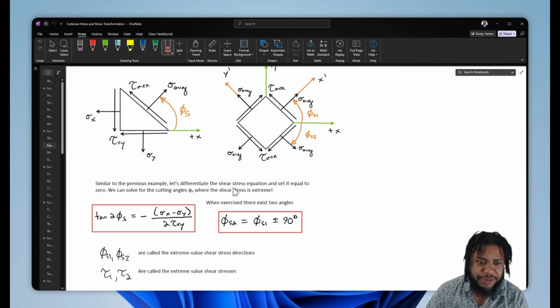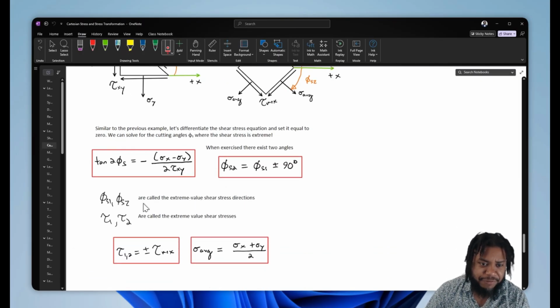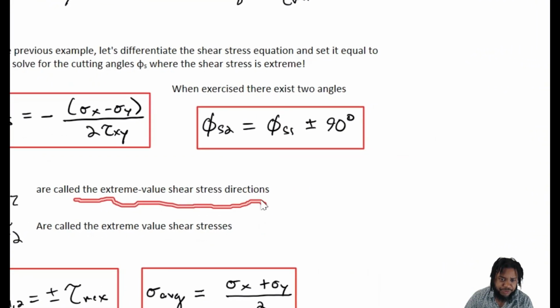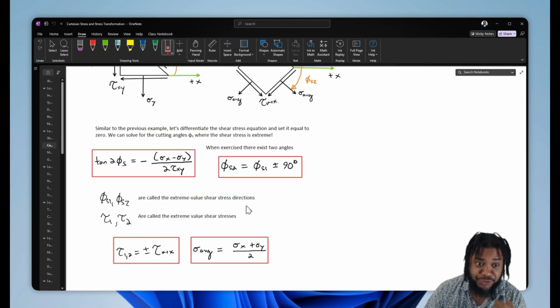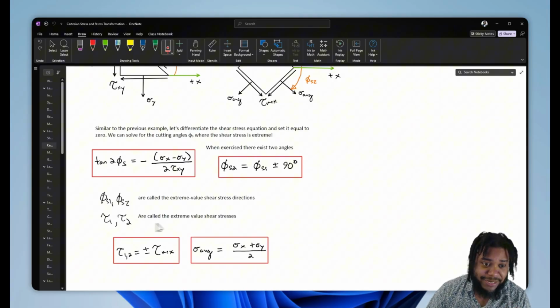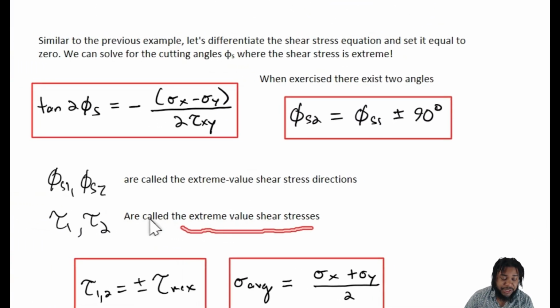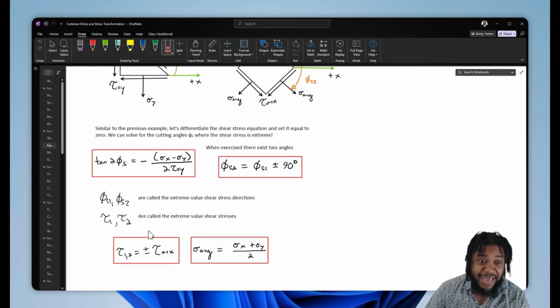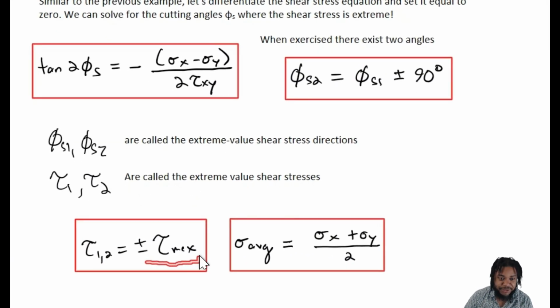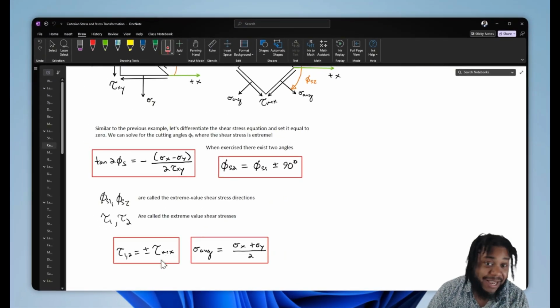Now for a 2D problem, what do we have? We have two extreme value shear stress directions, two angles where shear stresses are maximized. And the shear stresses, tau 1 and tau 2, the extreme values, the max values, there are two of them, and they are equal to each other, but of opposite sense. For equilibrium, tau 1 and 2 are equal to plus or minus the tau max. So they are the same number, just one is positive and one is negative to maintain equilibrium.